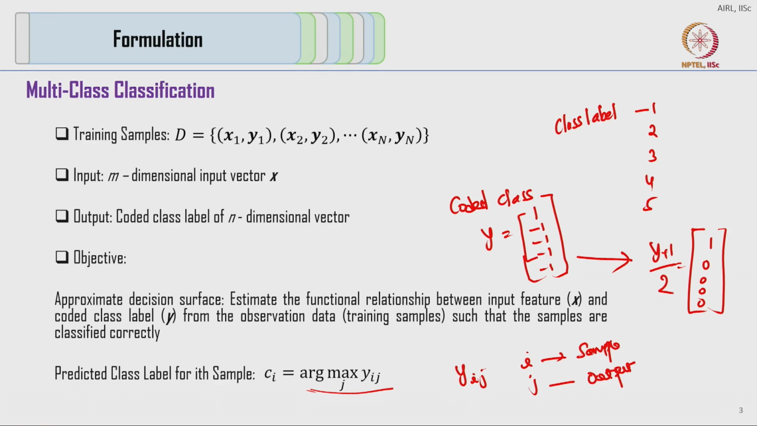For example, let us say my predicted output y hat is something like 0.9, 0.1, minus 0.5, minus 0.7, and let us say minus 0.4. Now if I use this particular equation, C equals argmax over j of y_ij, then looking at this vector, the maximum is 0.9, and the corresponding argument is 1. So the class label for the ith sample will be 1. That is how it is interpreted.